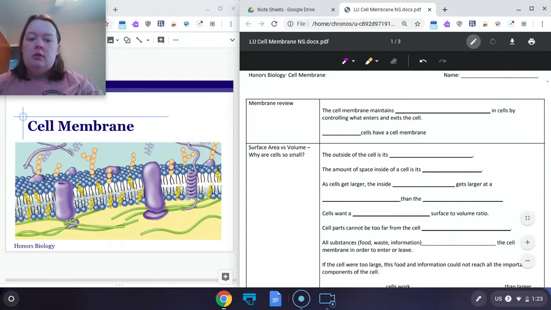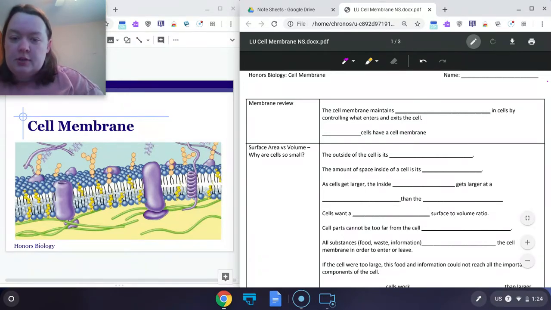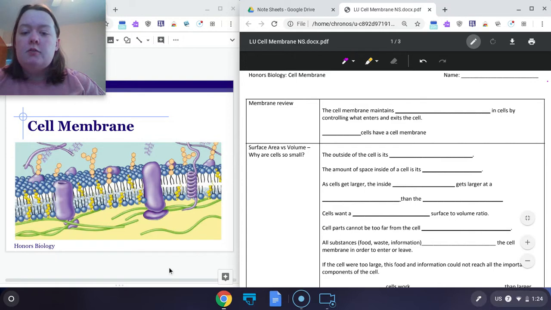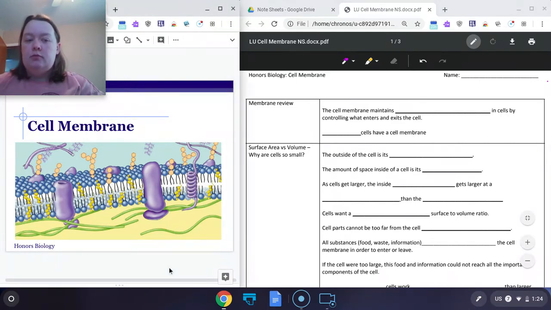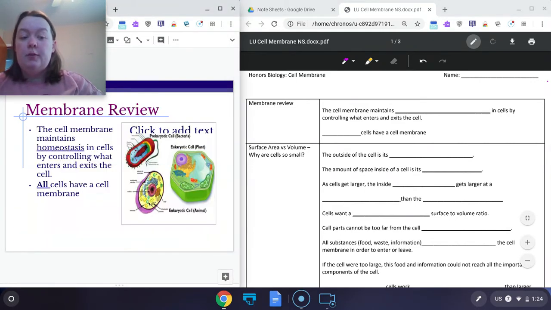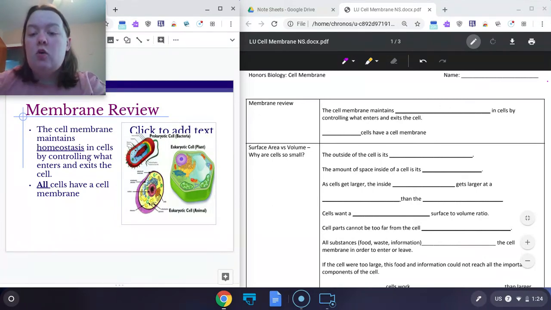Okay, our new unit is on the cell membrane and cellular transport. So, we are going to start by talking about the cell membrane, that will set us up to talk about how cells actually transport things in and out of the cell. First, we're just going to recap some of the stuff we've learned about the cell membrane earlier. So, we said that the cell membrane's job is to maintain homeostasis in the cell by controlling what enters and exits.